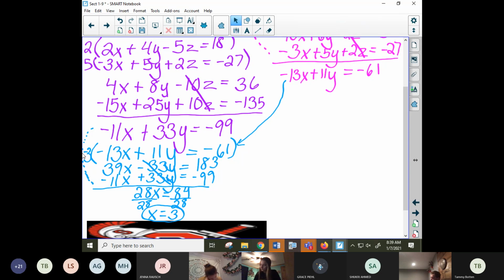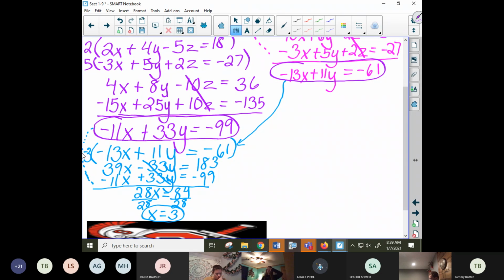Now what I'm going to do is go back to either this one or this one and put my x in there so that I can find my y. Okay, and it wouldn't matter which one. I might just use this one right here and put my x in there. So I'm going to take this 3 and put it in here for x.